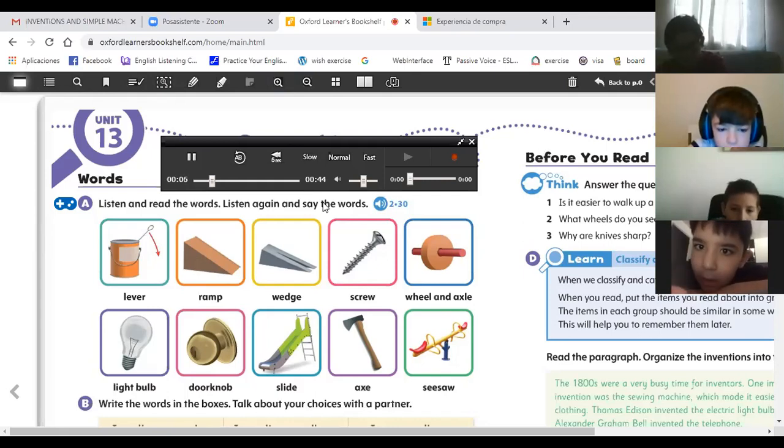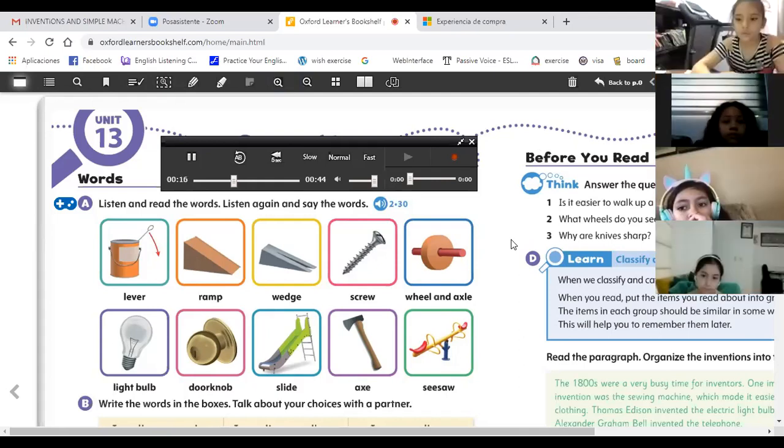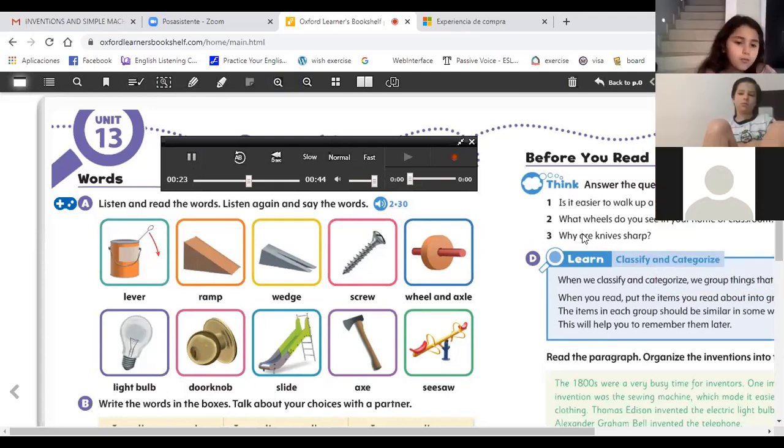Words. A. Listen and read the words. Listen again and say the words. Level. Ramp. Wedge. Screw. Wheel and axle. Light bulb. Doorknob. Slide. Axe. Seesaw.